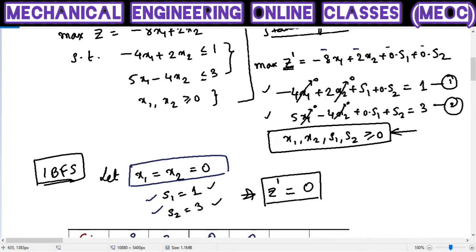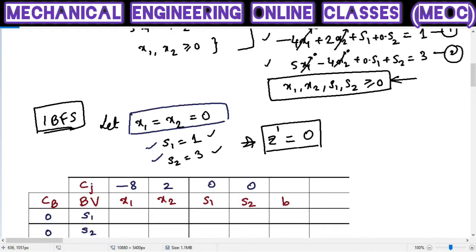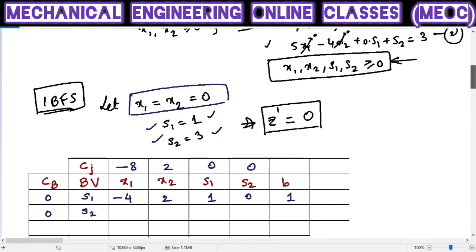What are the constraints? The given constraints are minus 4x1 plus 2x2 plus s1 plus 0 into s2 equal to 1. Let us write down all those coefficients here. Minus 4, 2 for x2, s1 is 1, s2 is 0, b is 1. Similarly, the second constraint, s2 belongs to second constraint, right? So we'll write second constraint here: 5, minus 4, 0 and 1. This is equal to 3.